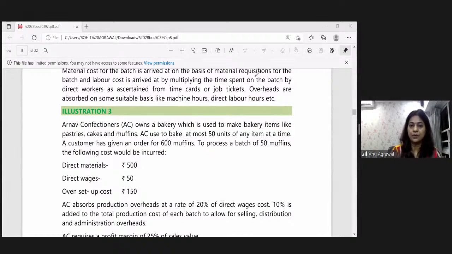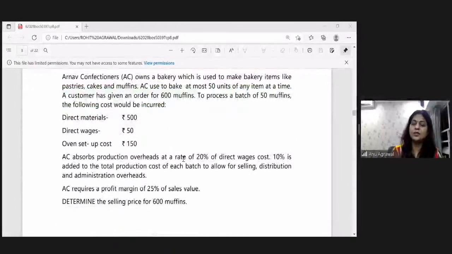Let us see what the question says. The company absorbs overheads at the rate of 20% of direct wages. 10% is added to the production cost for each batch to allow for selling, distribution, and admin overheads. They want a profit margin of 25%. They want us to calculate the selling price for 600 muffins. Can we do it? Yeah, we can do it.